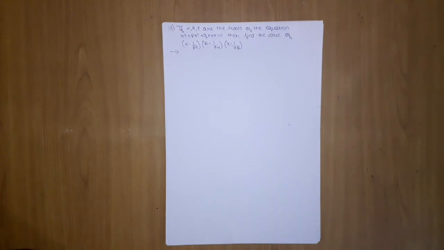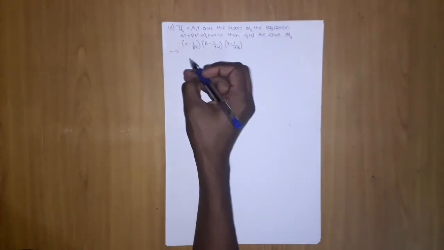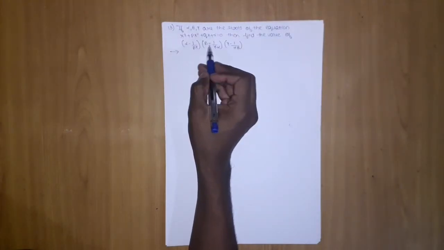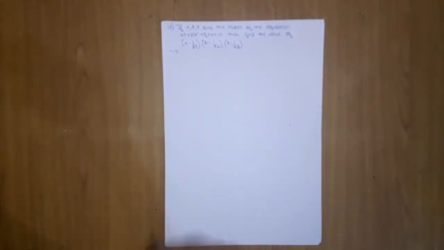the roots of the equation x cube plus px square plus qx plus r equal to 0, then find the value of (alpha minus 1 upon beta into gamma) into (beta minus 1 upon alpha into gamma) into (gamma minus 1 upon alpha into beta). So how can we approach it? Multiplying it will create a mess.